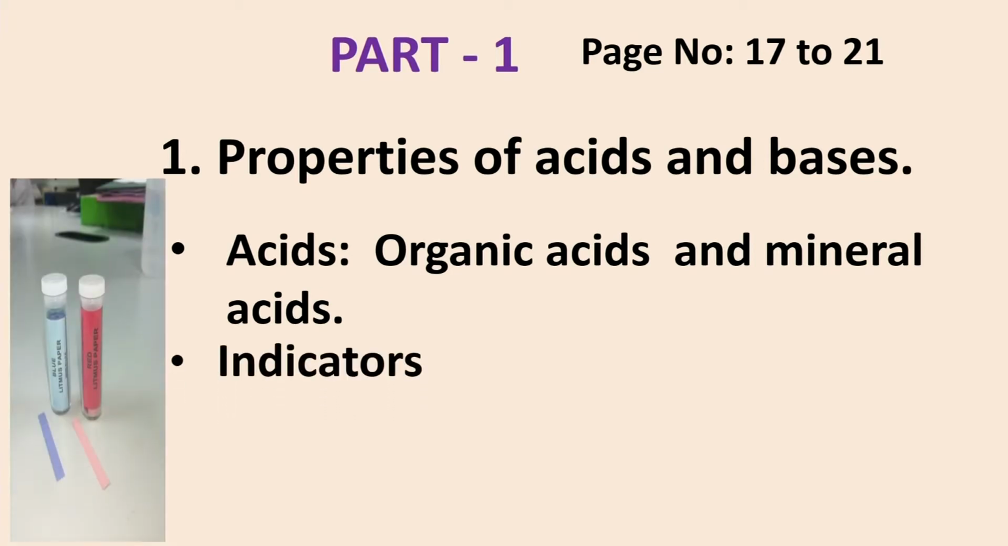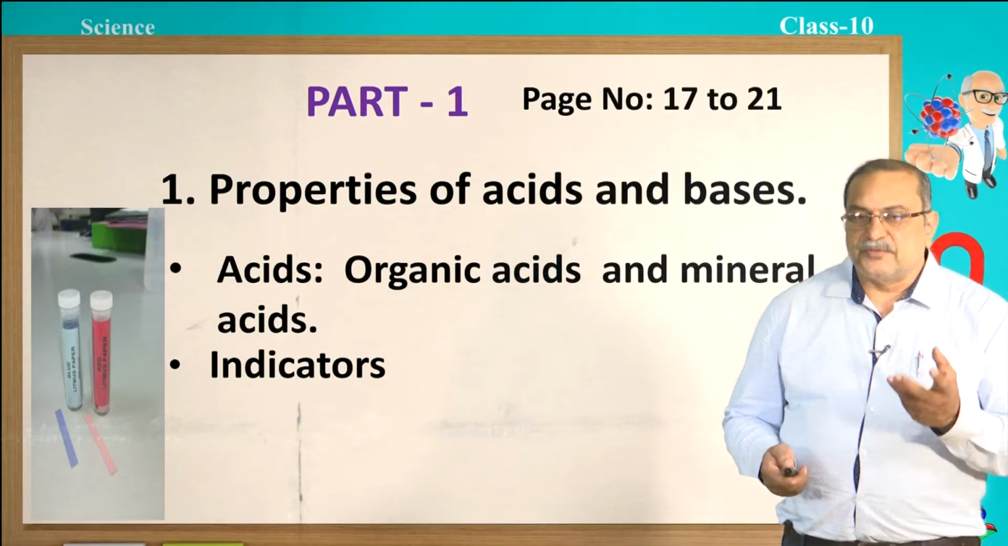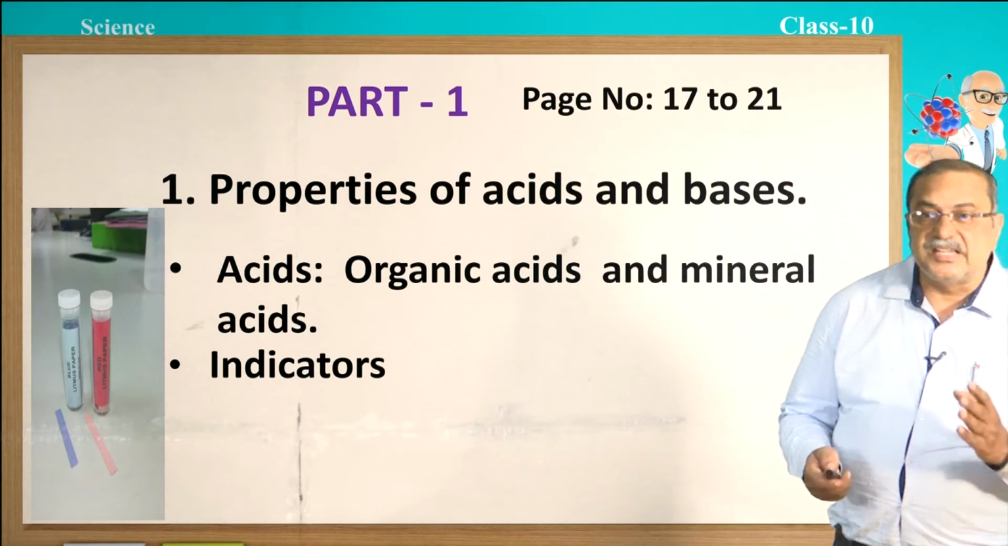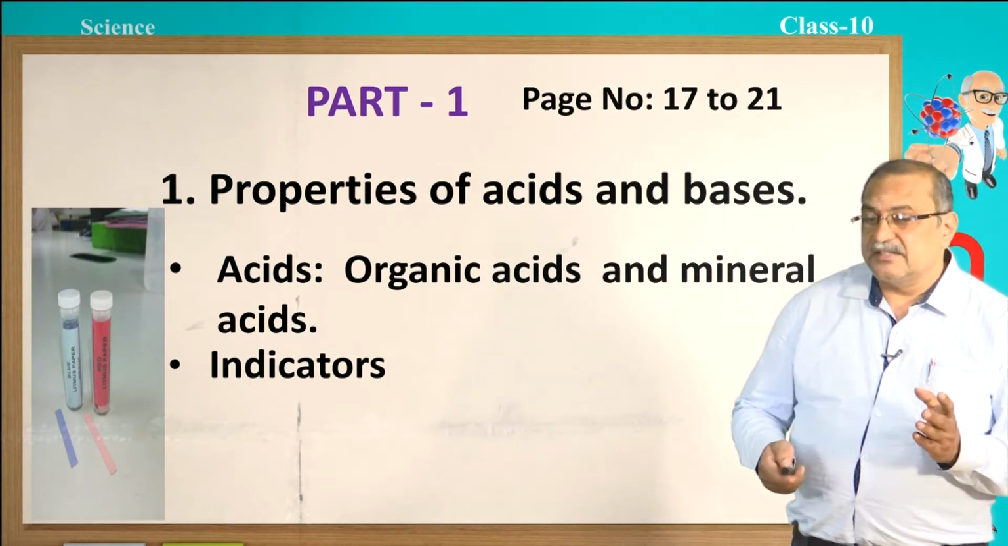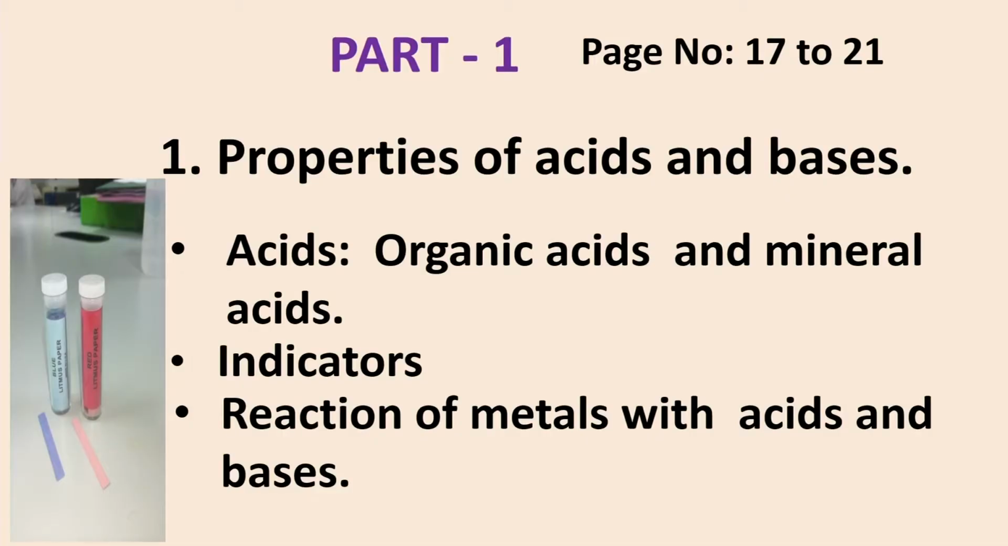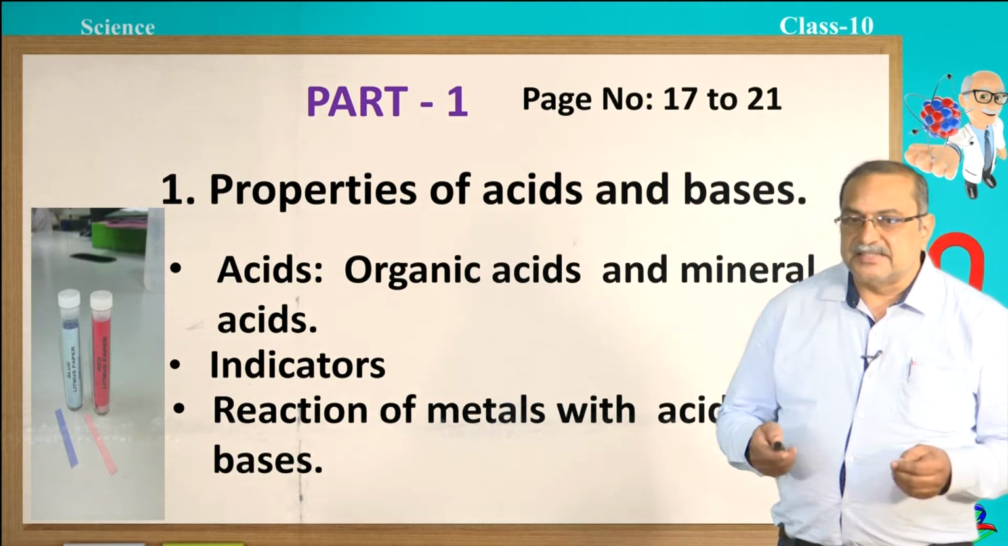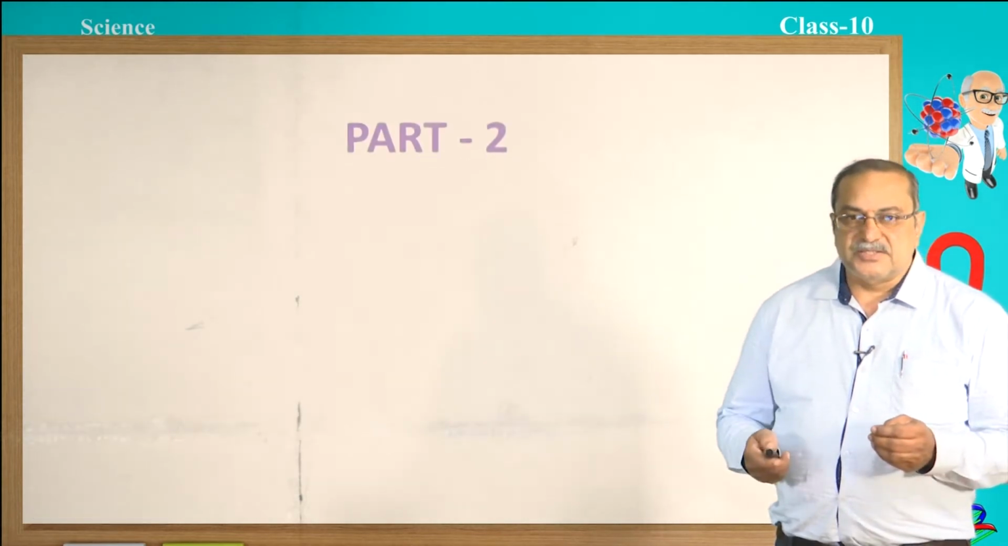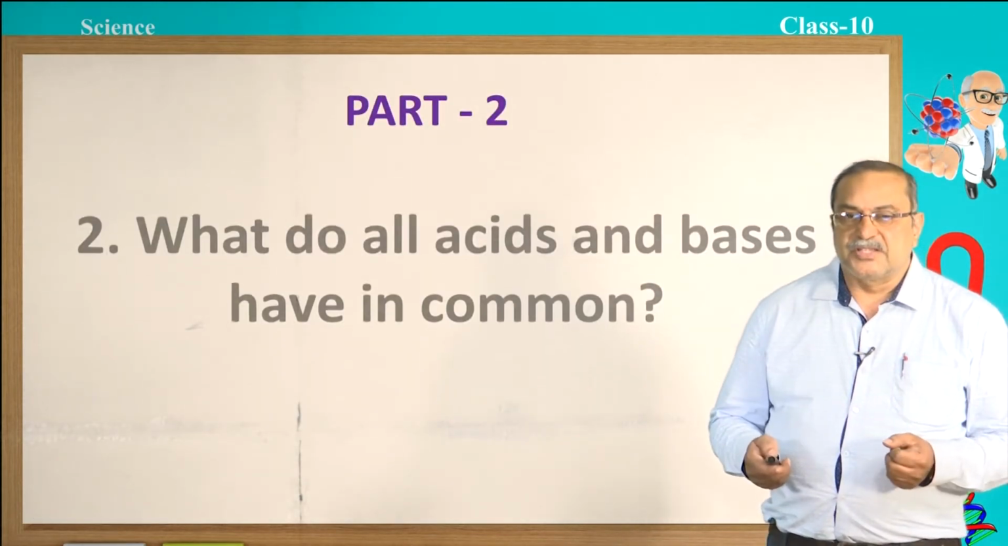So, next, how to check whether it is an acid or a base. For that we are going to learn about indicators. What are indicators, how we can identify them. So, next, reactions of metals with acids and bases we are going to learn. So, next topic, part 2.